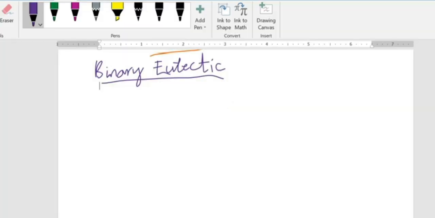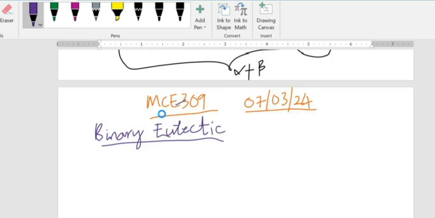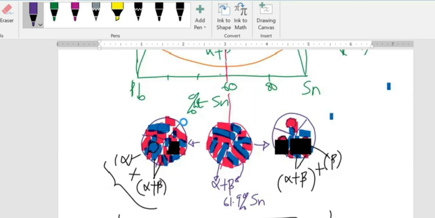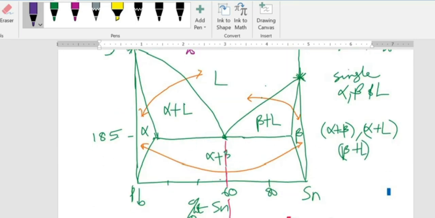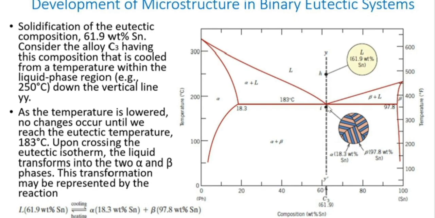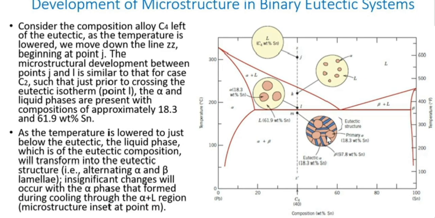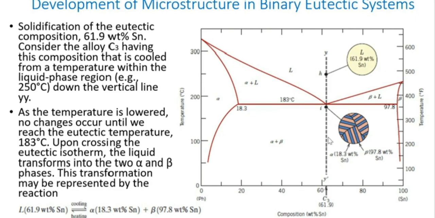We are going to continue with binary eutectic. You know, we started it last week, the binary eutectic system, and this is the system here. Why we call it eutectic is because it's the point at which you can have direct transformation from liquid to solid, or from solid towards liquid, upon heating and upon cooling. So today basically we are going to do some calculations. This particular structure, we call it eutectic.